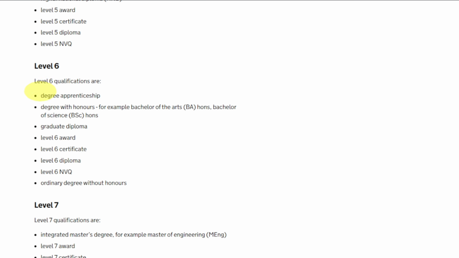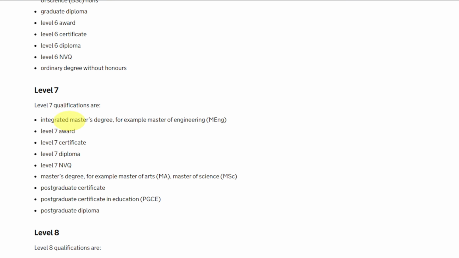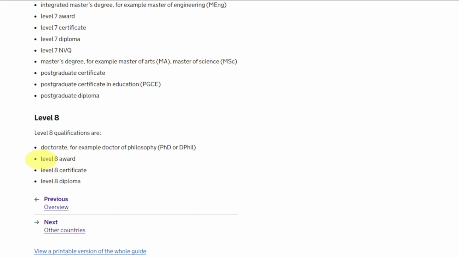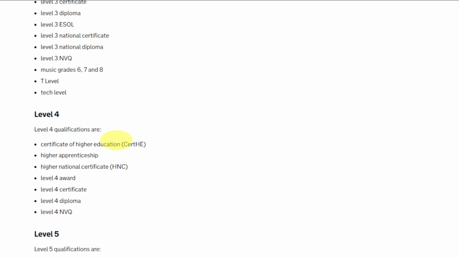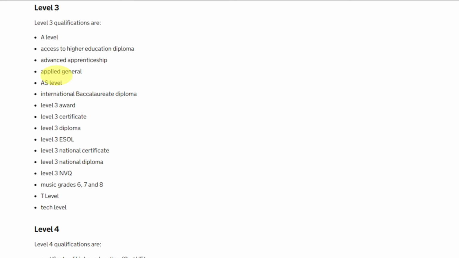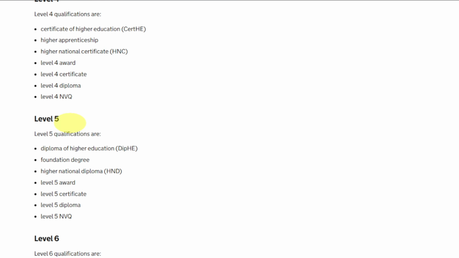Then we have level 6: degree apprenticeship and the graduate diploma. All these are level 6. After that we have level 7. Level 7 is an integrated master's degree, postgraduate certificate or postgraduate diploma. Level 8 is the level 8 certificate, level 8 diploma, doctorate, or if you have done a PhD. That's all level 8. So this is the difference. If we are talking about levels 3 to 5, then this is levels 3 to 5.